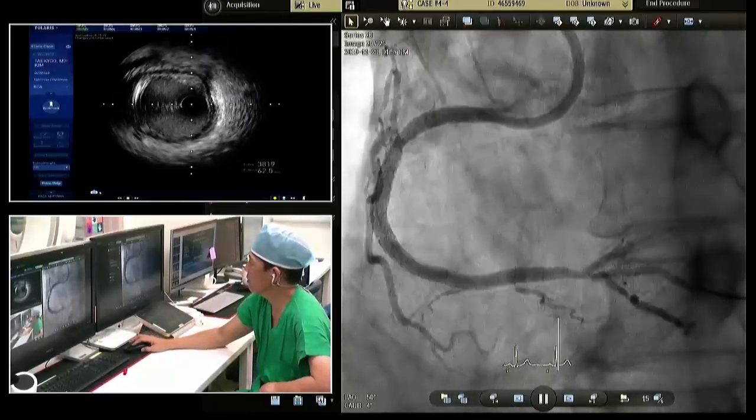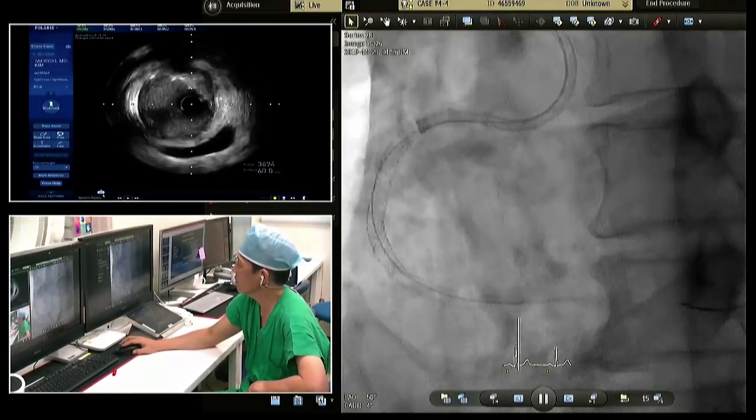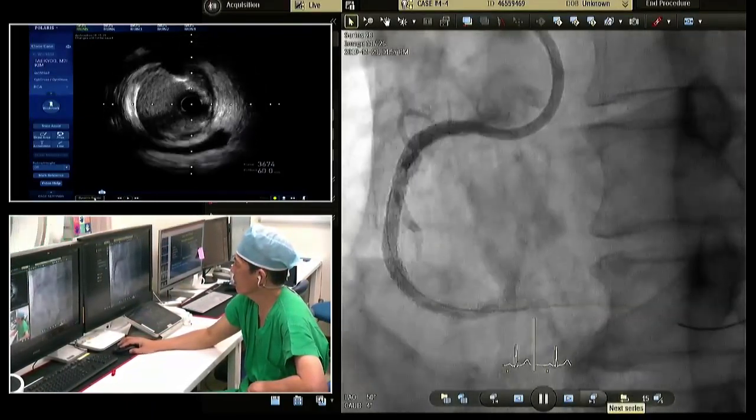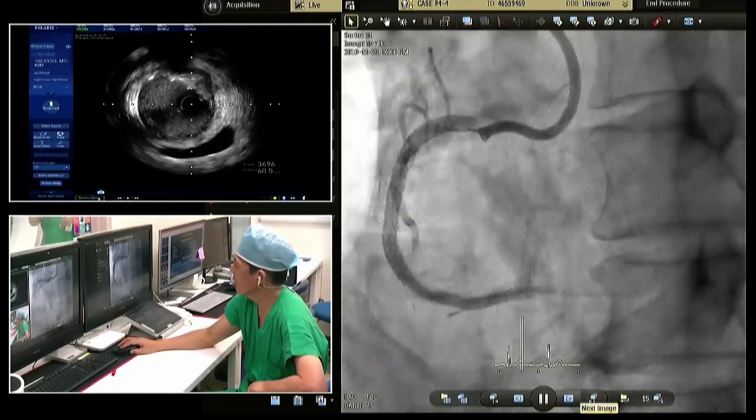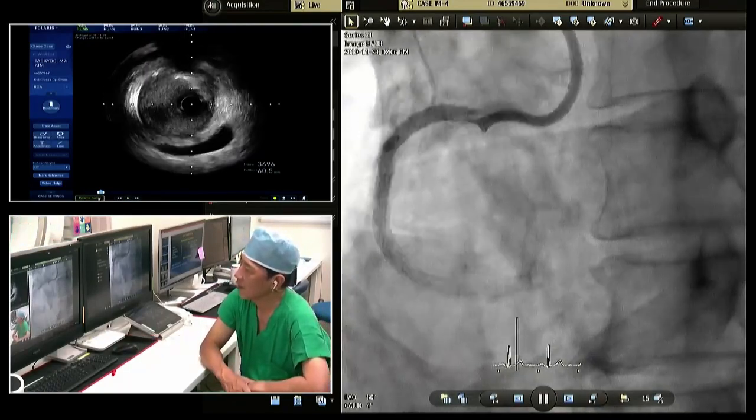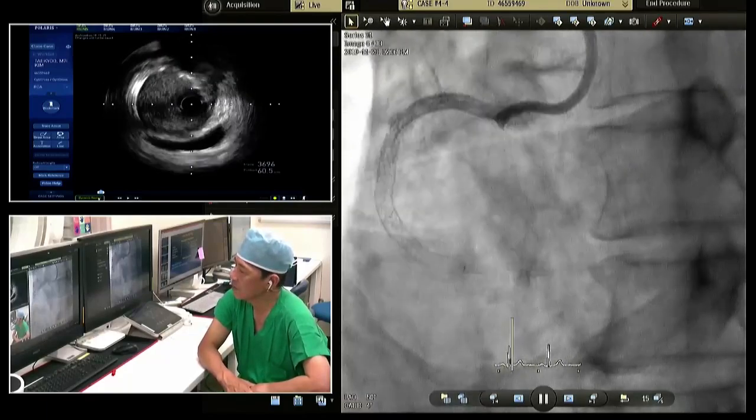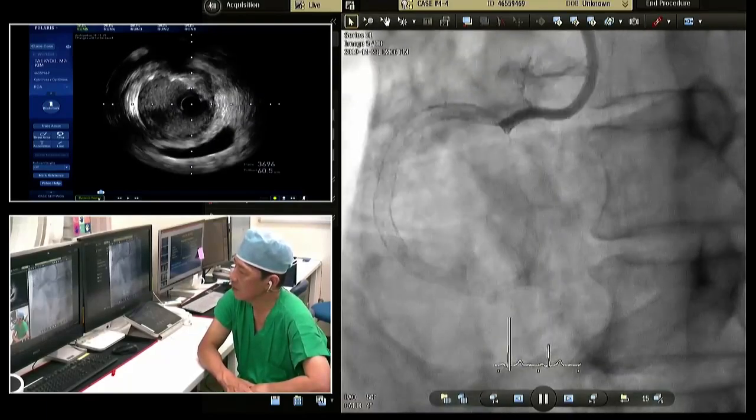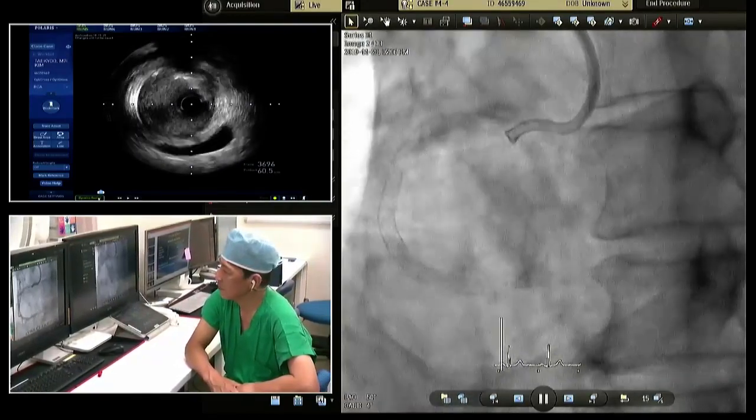Yes. So this is the final result. I will show you. Did you do the high pressure inflation at the proximal part? Yeah, a little bit. So this is the final. And the acute marginal branch is still there, pretty good. Yeah, that big acute marginal branch. I was concerned a little bit about whether it would be pinched or not. It's good flow and looks good.